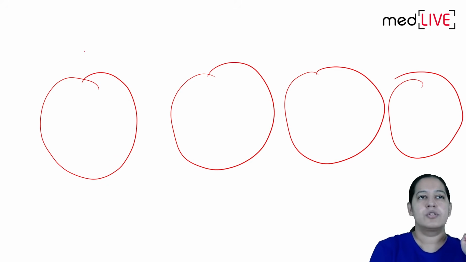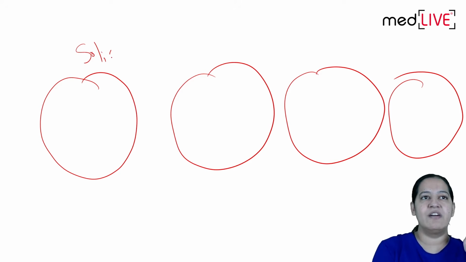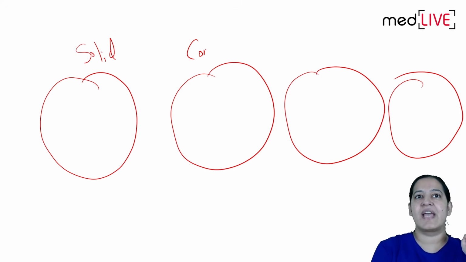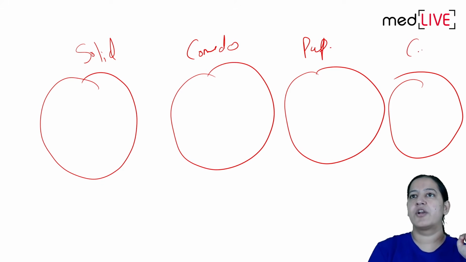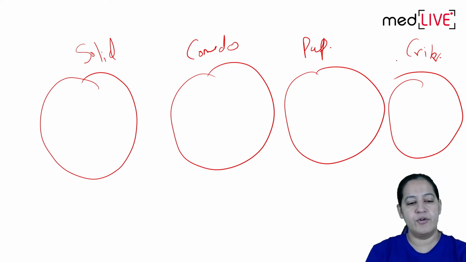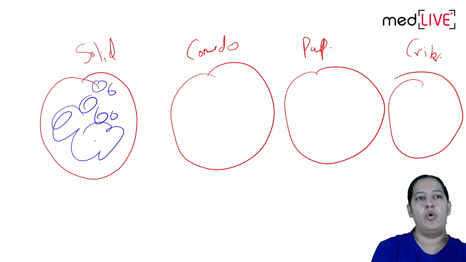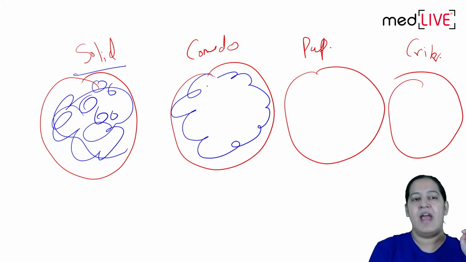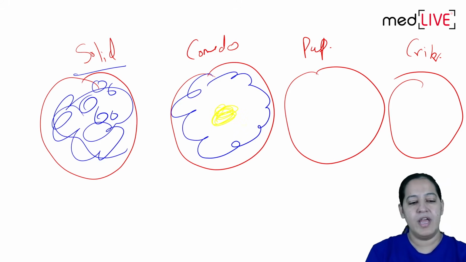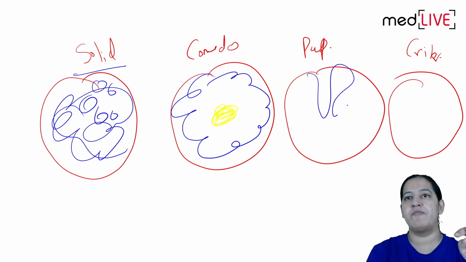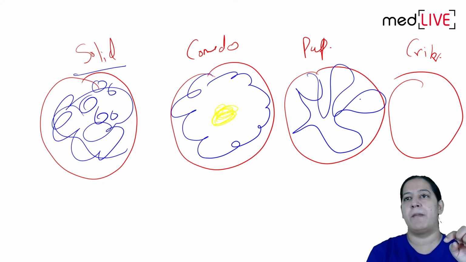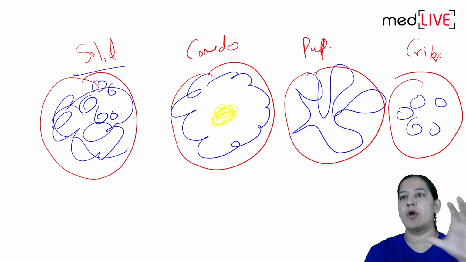Let me draw and name them. The first is solid, the second comedo, the third papillary, and the fourth cribriform. I will draw tumor cells inside them. If tumor cells are filling the whole cavity, it is solid. If tumor cells are present at the periphery with necrosis at the center, it is comedo. In papillary, tumor cells are arranged in the form of papillae. In cribriform, tumor cells are arranged forming holes in between.